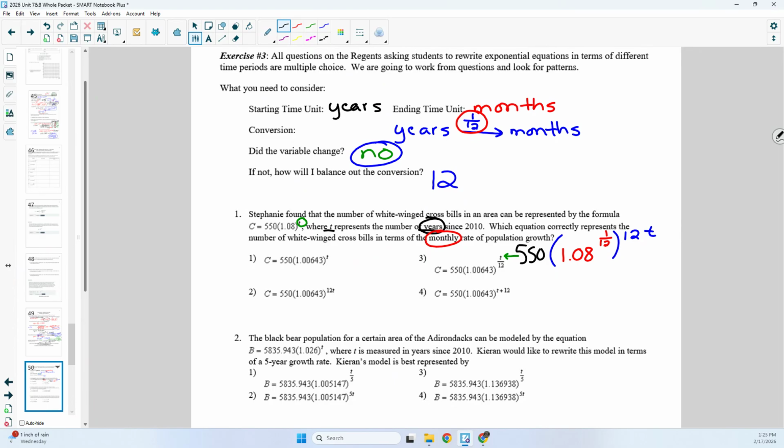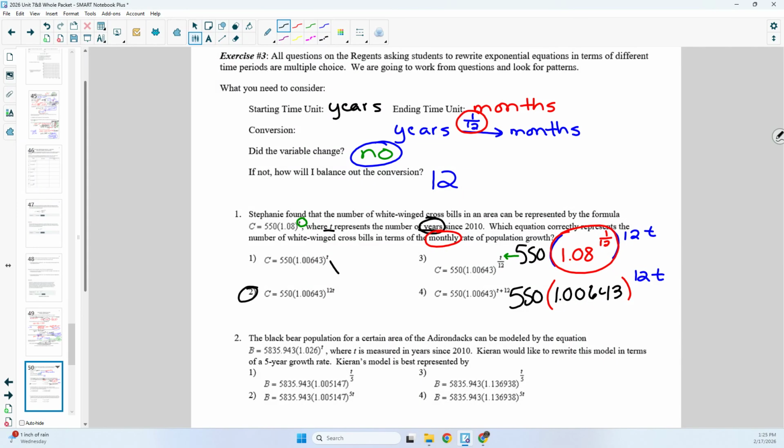Now, they want to reveal the monthly rate of growth. So that means that I need to type this in my calculator so I can see the number that would tell me about the monthly rate of growth. So this is like what we were doing on the other page, just in the middle of an equation. So if I take in the 1.08 to the 1/12, I would get 1.00643, and I see that's this answer.